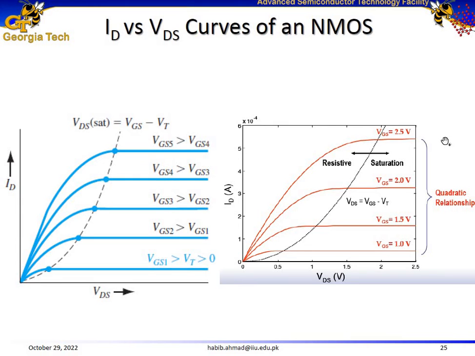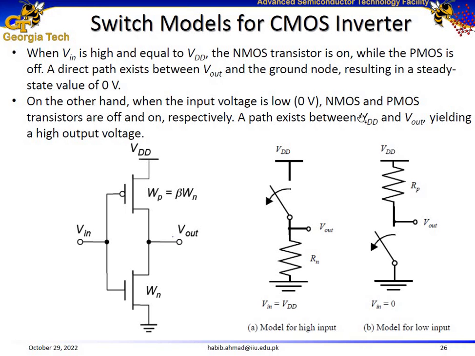Here are the ID versus VDS curves for the NMOS transistors. Nothing significant here other than we have resistive regions and we have saturation regions, and the equations are already discussed. Switch models for the CMOS inverter. Here is our CMOS inverter.